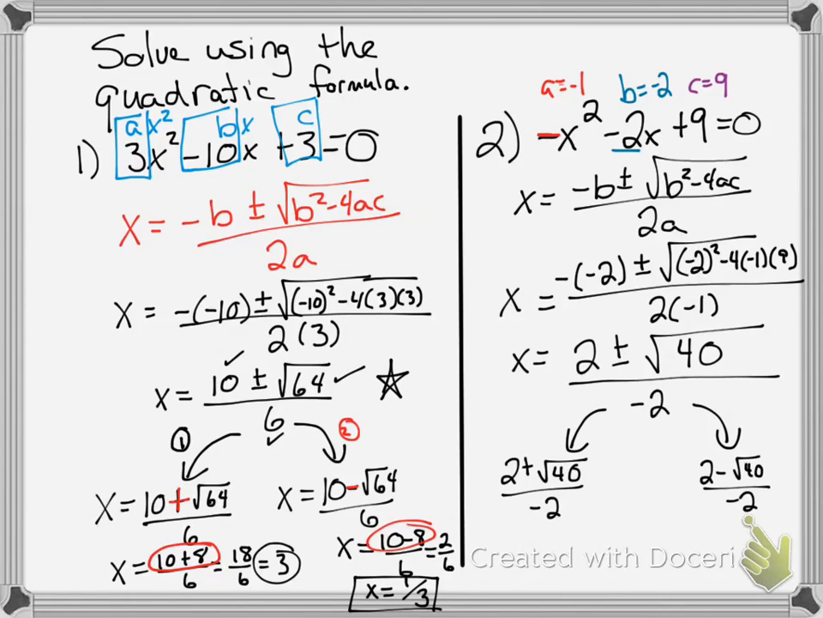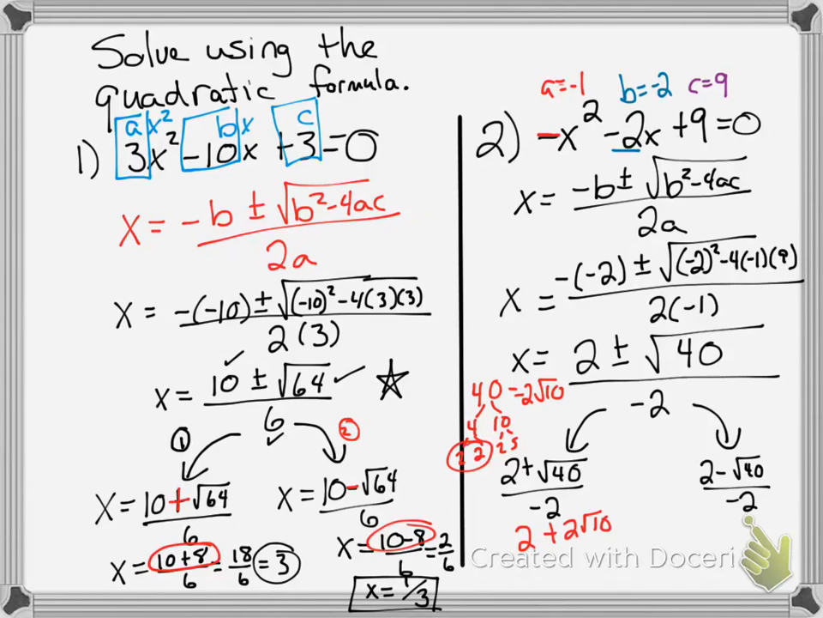So at this point, we need to break down the square root of 40. So I'm going to do that as scratch work. So square root of 40 breaks down to 4 and 10. So that gives me a pair of 2's, a 2 and a 5. So it breaks down to 2 square root of 10. So I've got 2 plus 2 square root of 10.